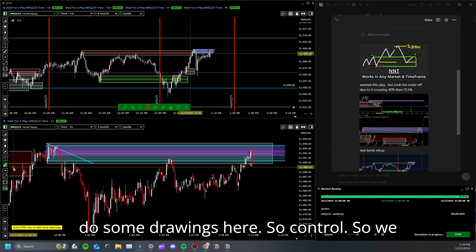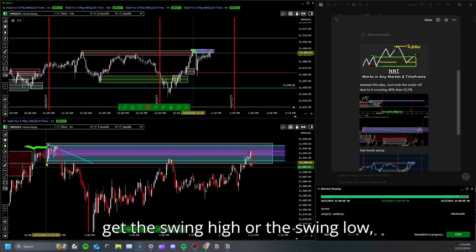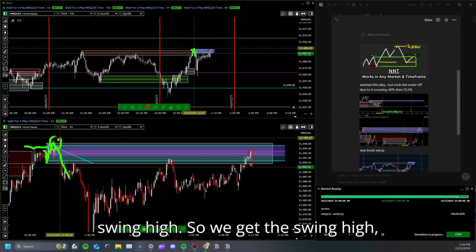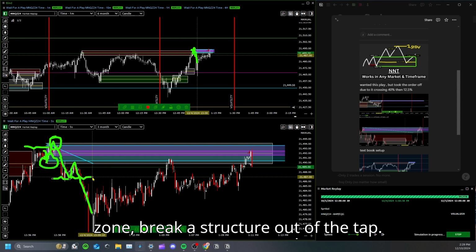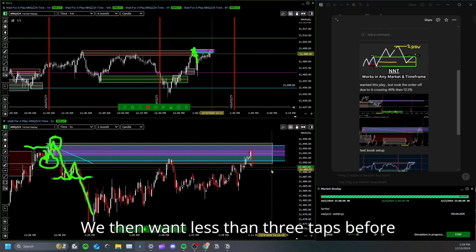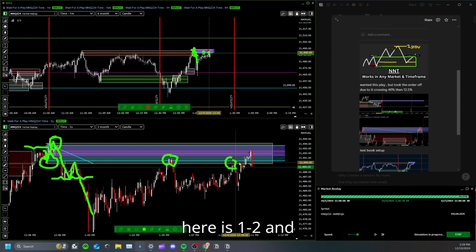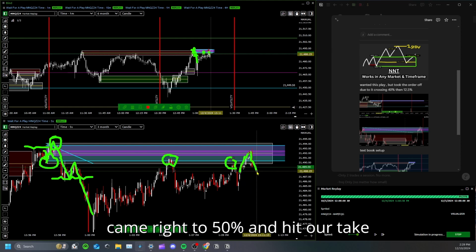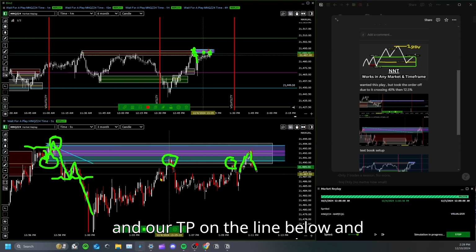I'll do some drawings here. So we have a sweep right here, clear sweep. We get the swing high, swing low, create the zone, tap on the zone, break of structure after the tap. We then want less than 3 taps before entering. So we have a tap right here, that's 1, 2, and then we didn't get a full third one. We came right to 50% and hit our take profit. We had our stop 1 tick above and our TP on the line below.